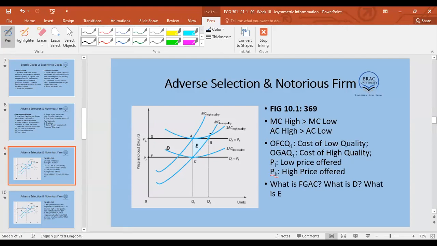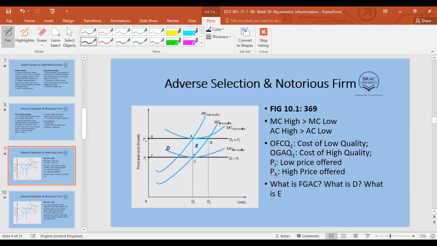Do we all agree? This is the supply curve of the high quality, and this curve is of the low quality. Now, then we have an average cost curve.